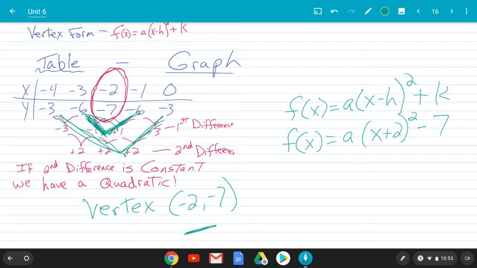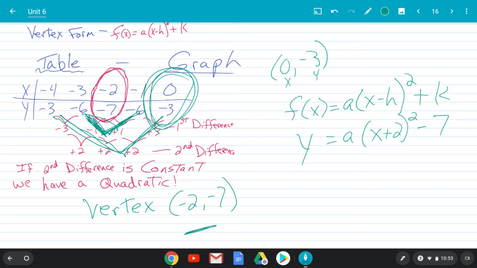But we don't know what a is, do we? Can we find a? That's going to be our question. Yes, we can. And here's how we find a. Take another point that you know is on the parabola. Let's go with 0, -3. Let's plug those in for our x and our y values, because f of x is the same thing as y. So watch what happens when I plug those in. I end up with -3 equals a times, my x is now 0, plus 2, quantity squared, minus 7.